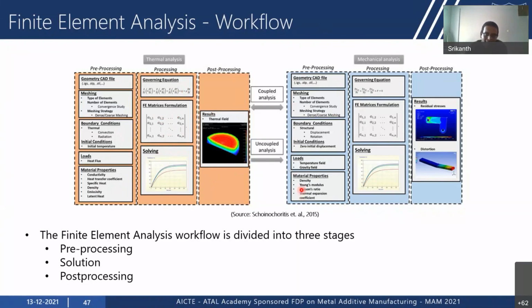In the mechanical analysis, again, the boundary conditions are going to be about displacement or rotation boundary conditions. We have initial conditions, that is zero displacement, we fix them. The load is the temperature field obtained from thermal analysis. The material properties are generally elastic modulus, Poisson's ratio, thermal expansion coefficient, yield strength, hardening model, and so on. Here we solve the equations of equilibrium, and the nodal output is displacement, from which we compute the strains and the stresses.